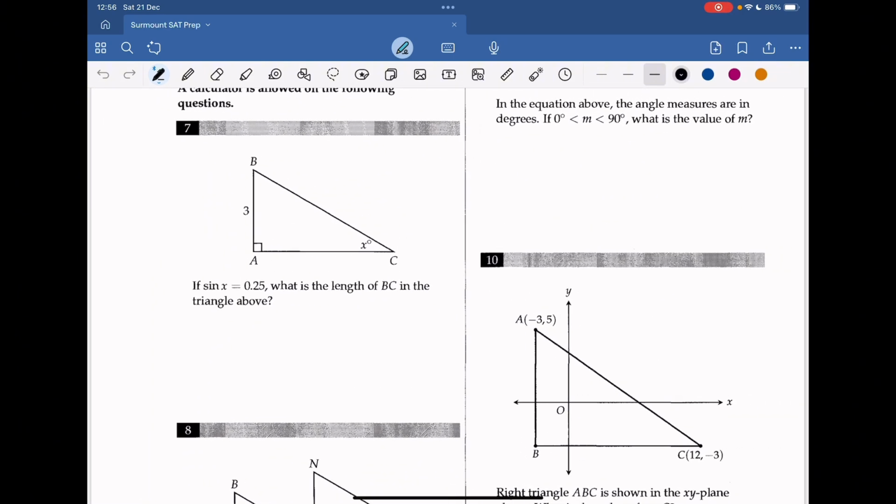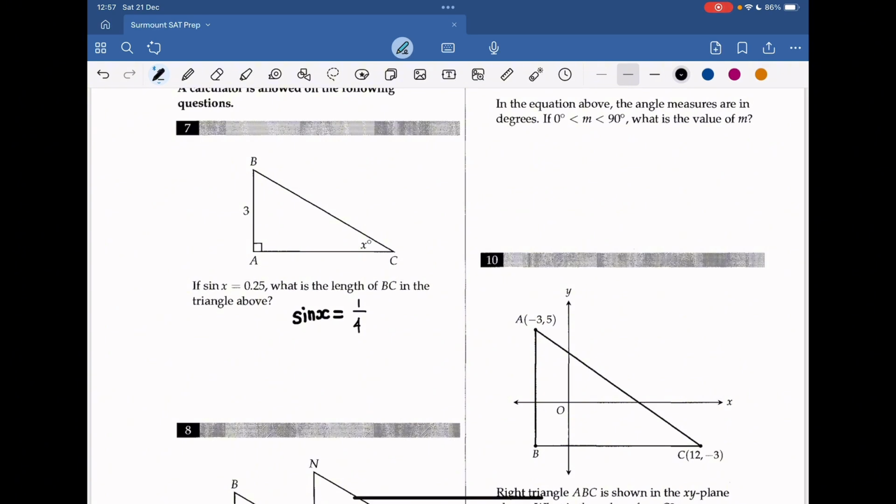So let's start with question 7 here. If sine x is equal to 0.25, what is the length of BC in the triangle above? Since sine x is 0.25, we can also represent it in terms of a fraction. So sine x can also be represented by 1/4.